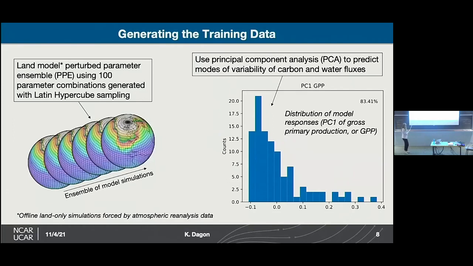These are offline land-only simulations forced by atmospheric reanalysis, but they are run globally. The particular outputs that I was looking at are carbon and water fluxes and the variability in them. So what I'm doing is taking a global field output from the model of either GPP, gross primary production, or latent heat flux, and calculating the first 3 principal components of those fields as a way of being able to train the network to predict single values, but not just predicting the global mean. So trying to account for some of the spatial variability in those fields.